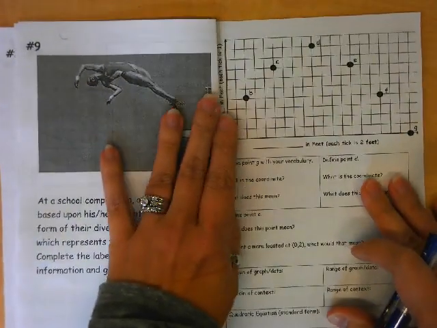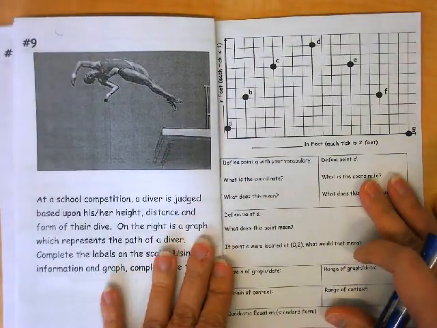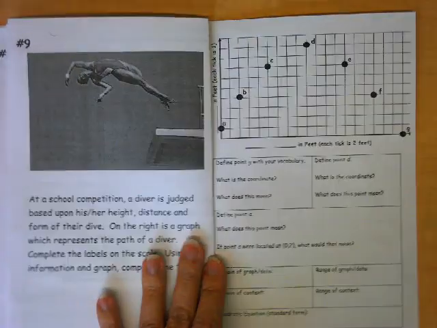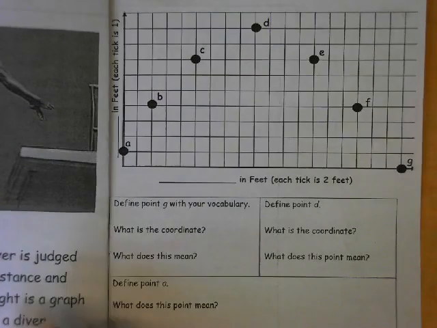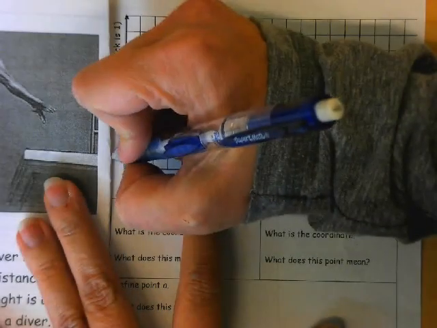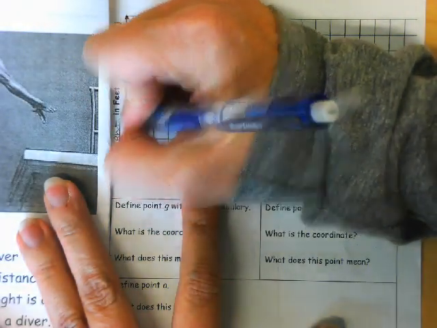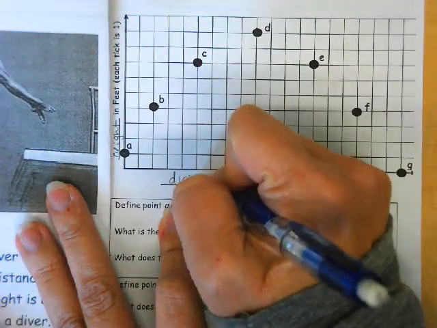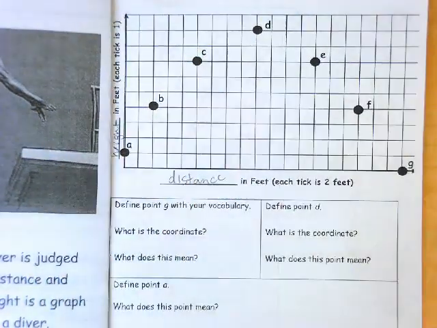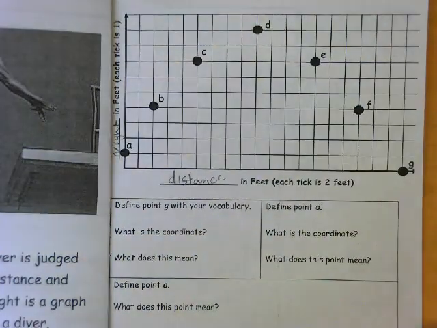So notice our independent and our dependent variable is missing. What do you think we should label those as? Height in feet, and distance in feet. Good, because it says they're scored based on their height and their distance. From there, things you need to keep in mind.